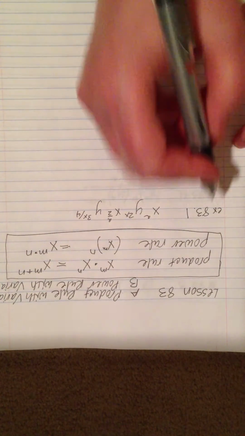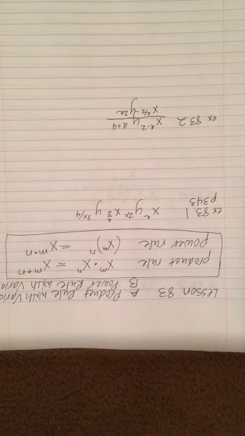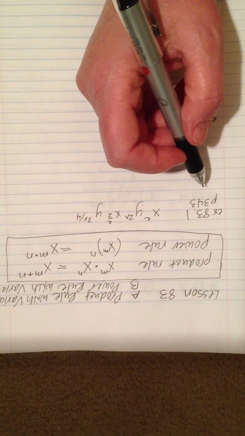Look at example 83.1. I copied it out ahead of time because my eyeballs really have to strain to see those little exponents still. It's going to take me about 8 weeks before my close vision is really strong again. So I have to struggle with that. It's on page 343 in my book.